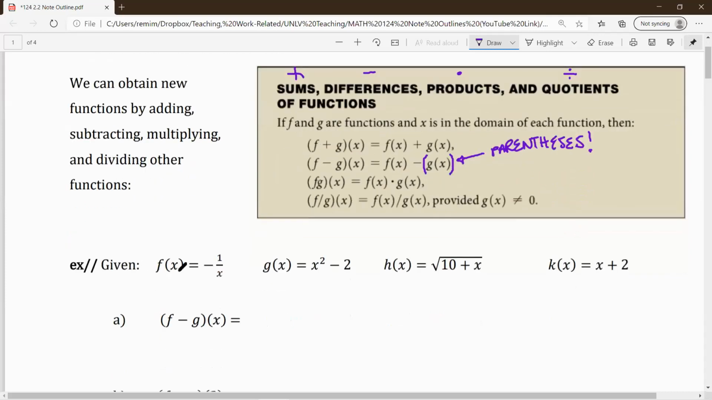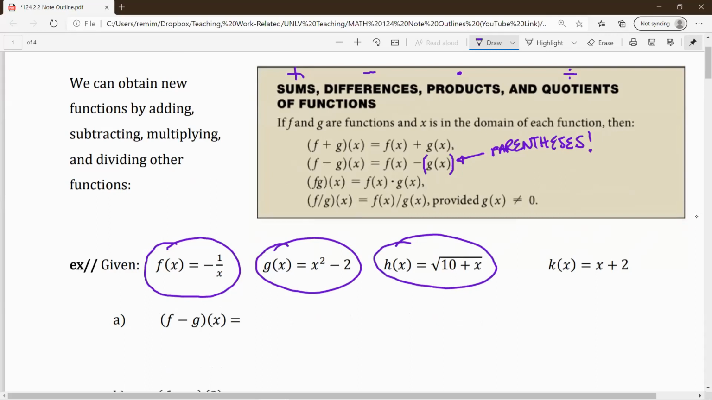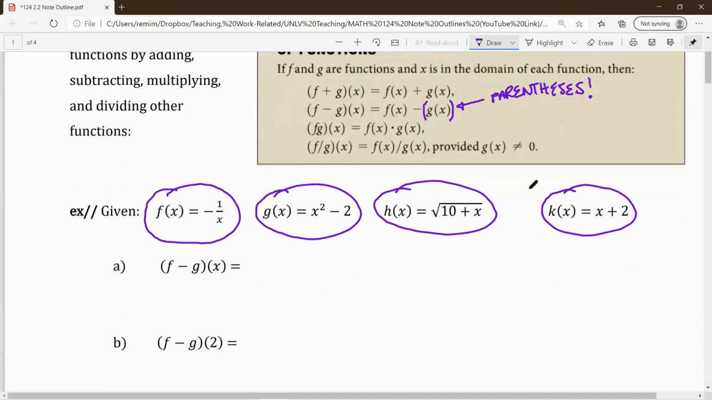So here are some examples. We have 4 different functions here. We've got f of x equals -1 over x, g of x is equal to x squared minus 2, h of x is equal to root 10 plus x, and k of x equals x plus 2. And we're just going to take some of these functions and maybe add them together or subtract them or multiply them or divide them. So part A says f minus g of x.